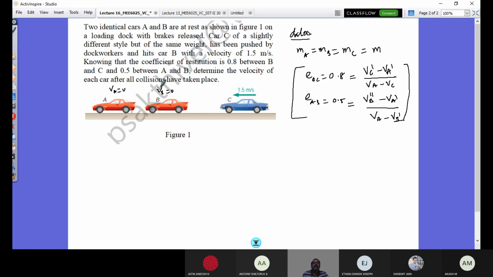And determine the velocities of each car after all collisions have taken place, right? If the collision is to take place at all, what is important? This velocity is more than this, so it's obviously hitting, and there would be exchange of velocities. So you would have exchange of velocities, not fully, it can be partial. If I say simply exchange of velocity, what does it mean? This vehicle gives 1.5 and this is stopped. It is not so. We have to find that out while solving the problem.